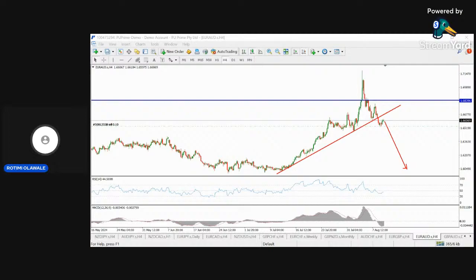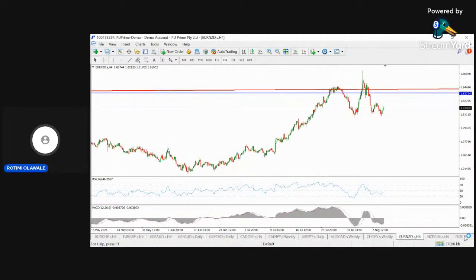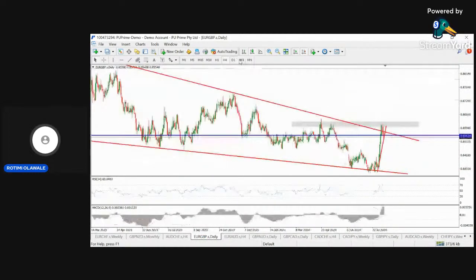And the third one is the Euro GBP. Like I said, I'm seeing a lot of weakness on the Euro pairs. The Euro GBP is also going to be making a bearish movement. All right, so this is Euro GBP.